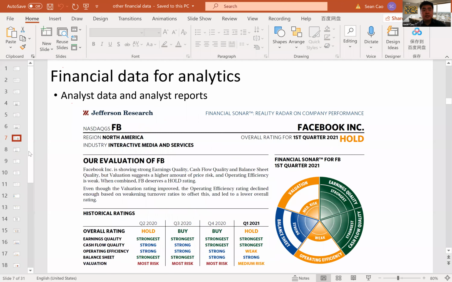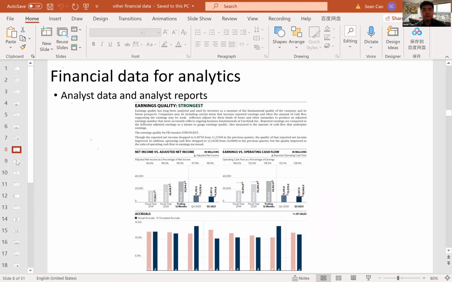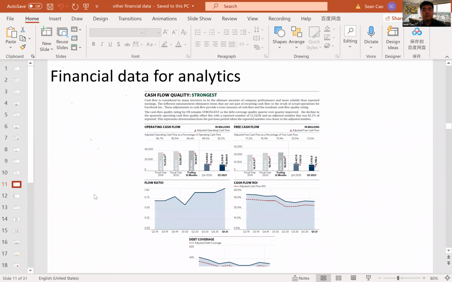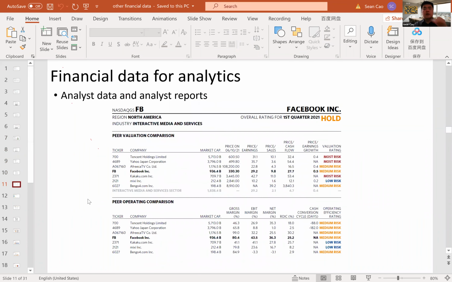And Jefferies Research also gives a recommendation. They justify their recommendation by analyzing the income statement, the balance sheet, and the cash flow, and comparing with peers as well. So by understanding analyst level data and report level data, eventually you want to better understand Facebook. That's the purpose.